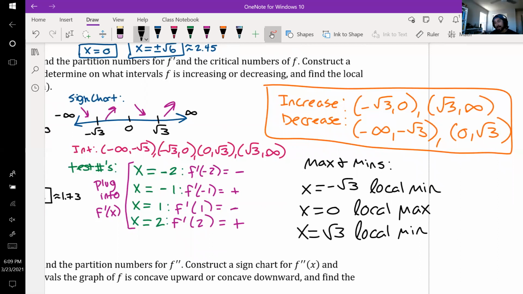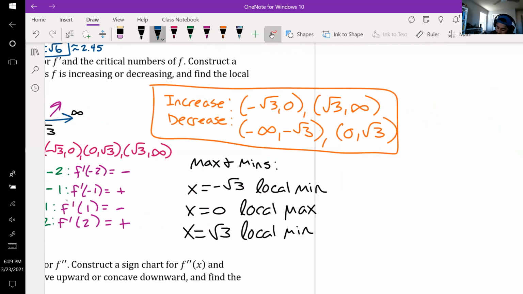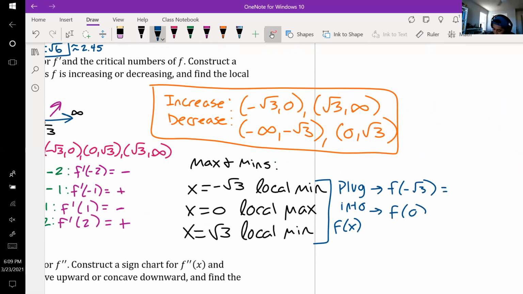But we want to find the exact location. So you've got to plug it in. We plug these into the original function: f of -√3, f of 0, and f of √3. Here we go.